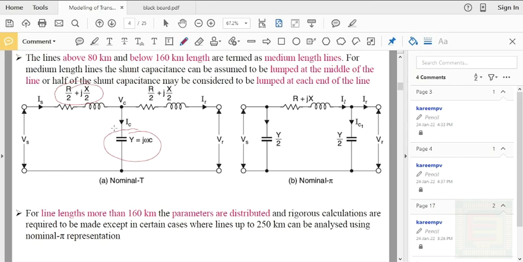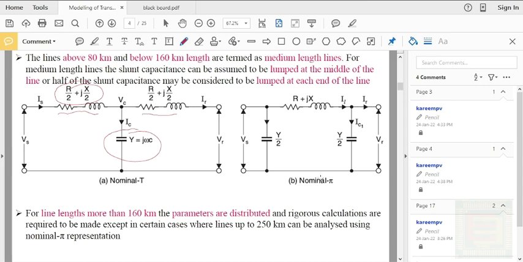And you can see that in this nominal T representation, half of the inductance, inductive reactance and resistance is lumped at this point, and after the capacitance, half of the resistance and the inductive reactance is lumped at this point. So it resembles the letter T in English. That is why it is known as the nominal T representation. So this is the nominal T representation of the transmission line.